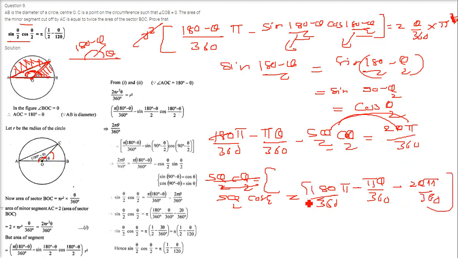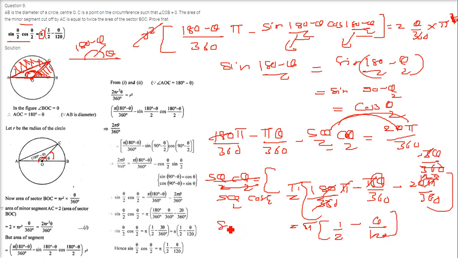Now I'm taking pi outside, because this pi is outside. So pi I can take outside, and 180 by 360 is 1 by 2. Now what will this be? This is minus theta and this is minus 2 theta, so this will be minus 3 theta by 360. So this will eventually be minus theta by 120 degree.